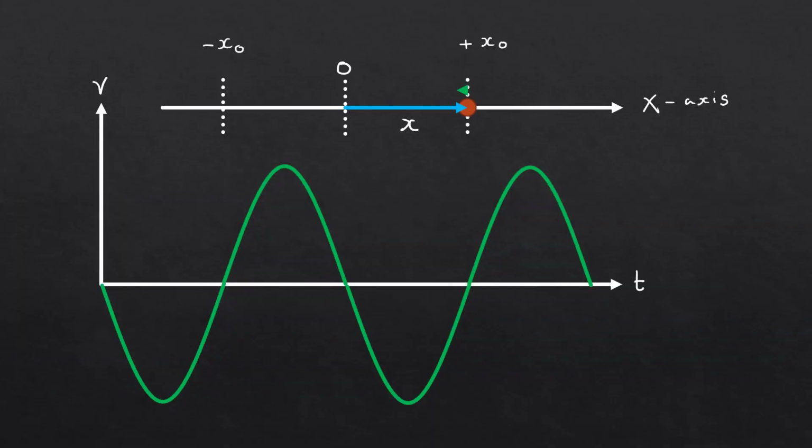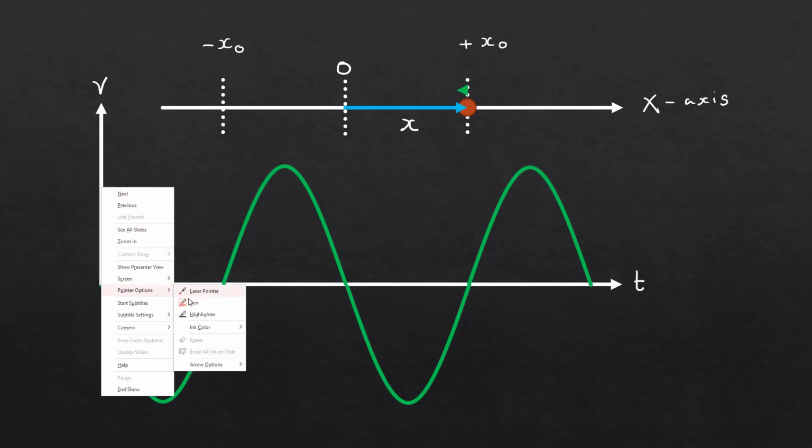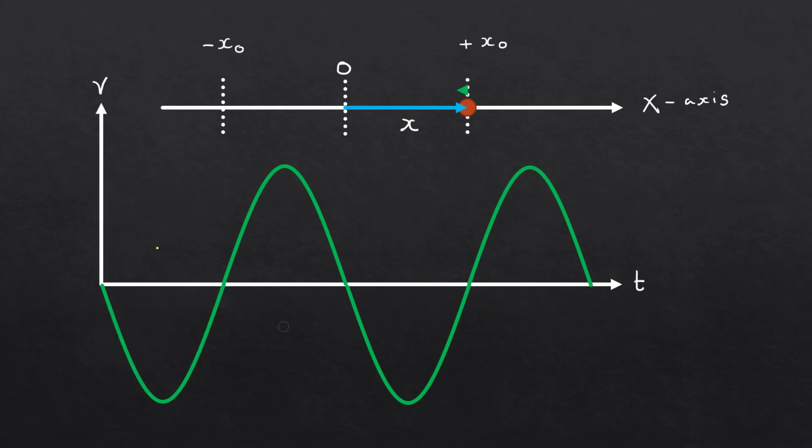Then, we get the velocity. How do we find it here? At t equal to 0, this is t equal to 0. So at t equal to 0, the velocity is 0. And notice, x equals x naught.